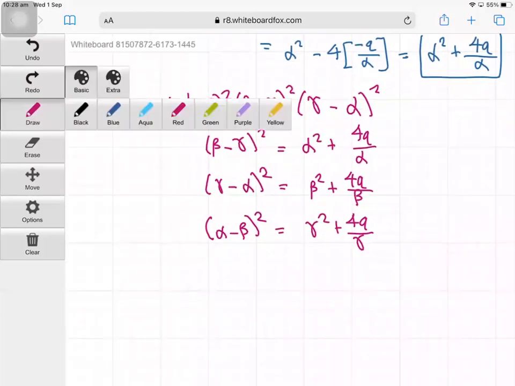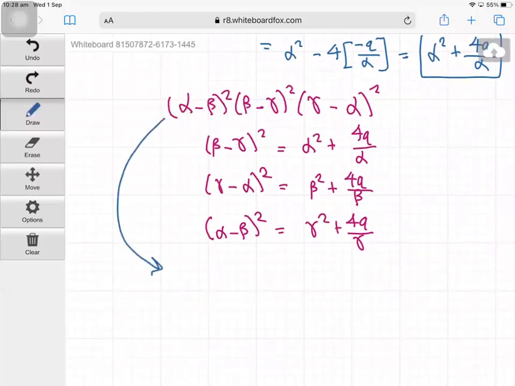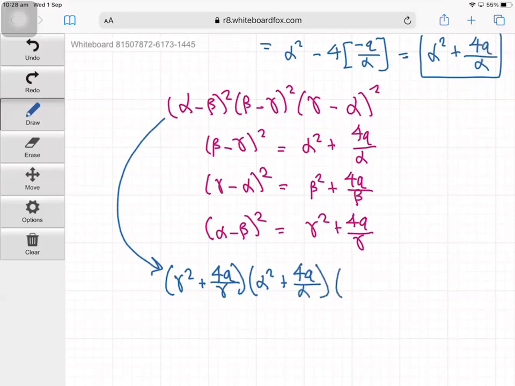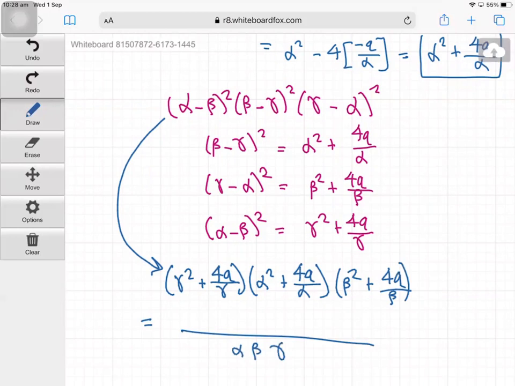So now this product will become, by replacing all the terms, gamma squared plus 4q over gamma times alpha squared plus 4q over alpha times beta squared plus 4q over beta. And this expands. Now we can take an entire denominator of alpha, beta, gamma, and we get gamma cubed plus 4q, alpha cubed plus 4q, and beta cubed plus 4q.